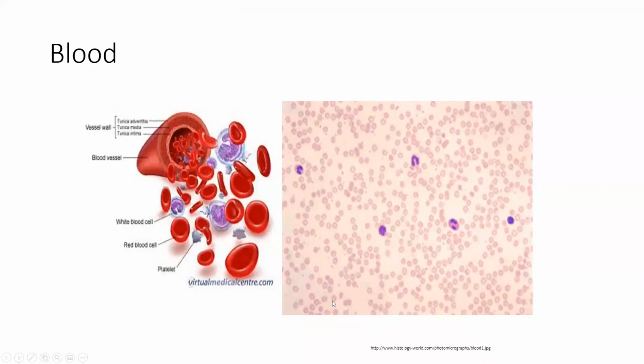This is an example of blood where you clearly see red blood cells. These smallest structures here are platelets, and these larger cells are types of white blood cells. Pretty distinct appearance.